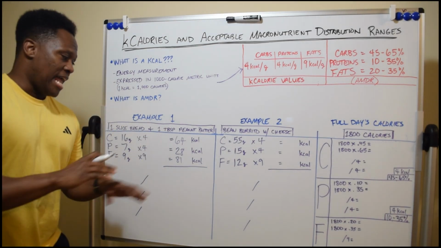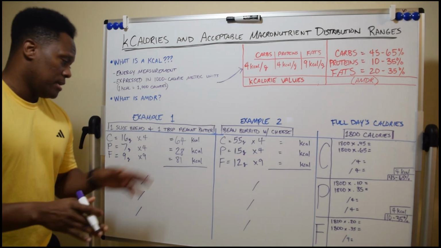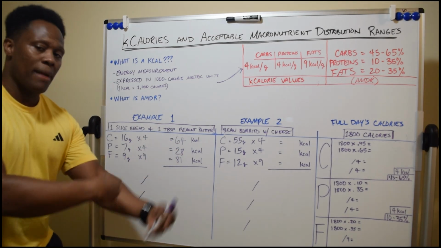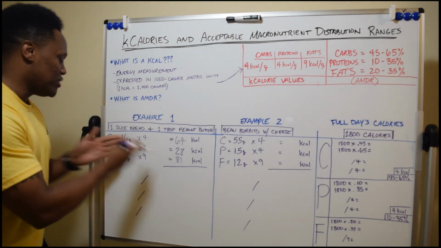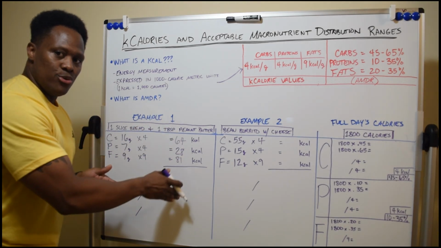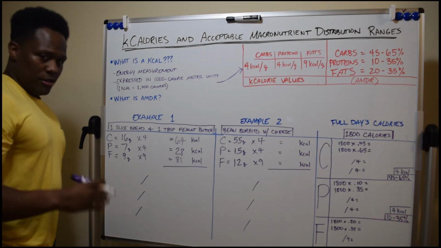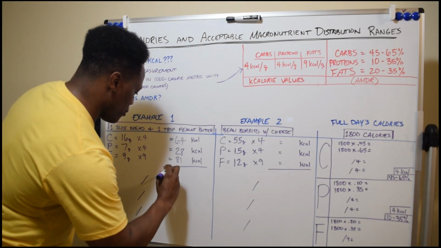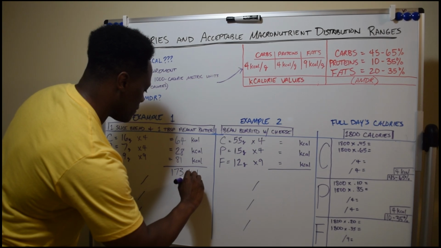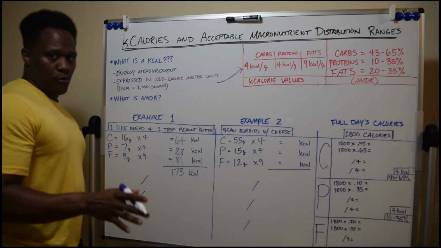All right, now here comes step 2. Step 2 is you're going to take all these values here. Once you've figured out the total amount of kCalories that come from each macronutrient, you're going to take all these values and add them together. So you're looking at about 173, right? It should be 173 kCal total. So that's step 2.